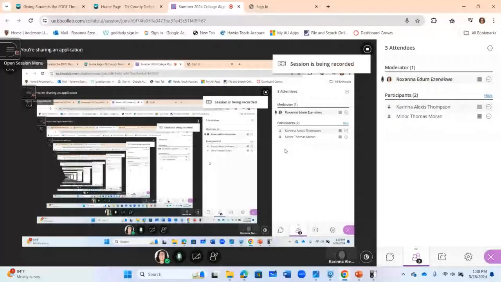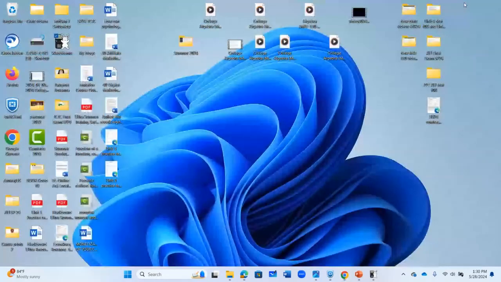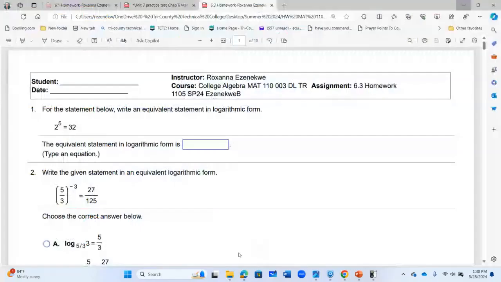Again, we are still working on section 6.3. I don't want to do a lot of it because that's homework for tonight. So section 6.3 is what is here. Let's see this question. Write the given statement in an equivalent logarithmic form.